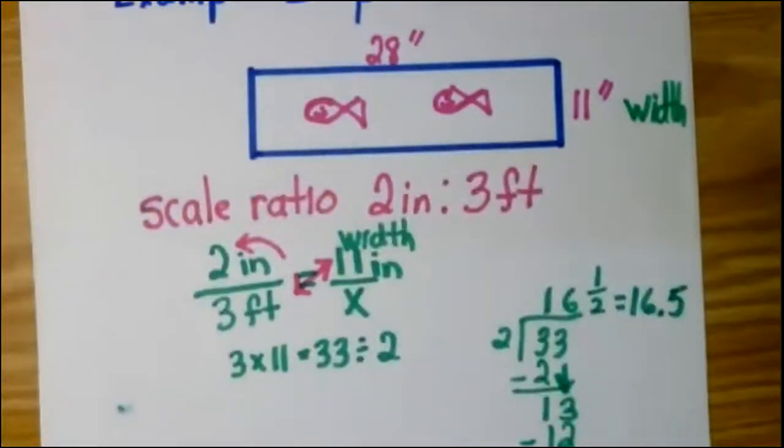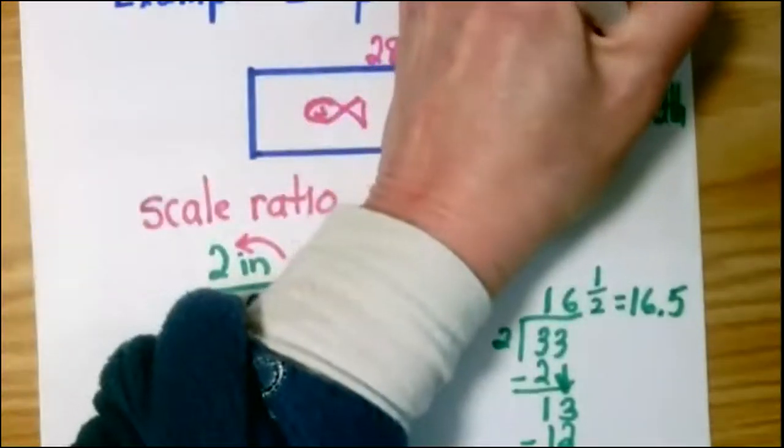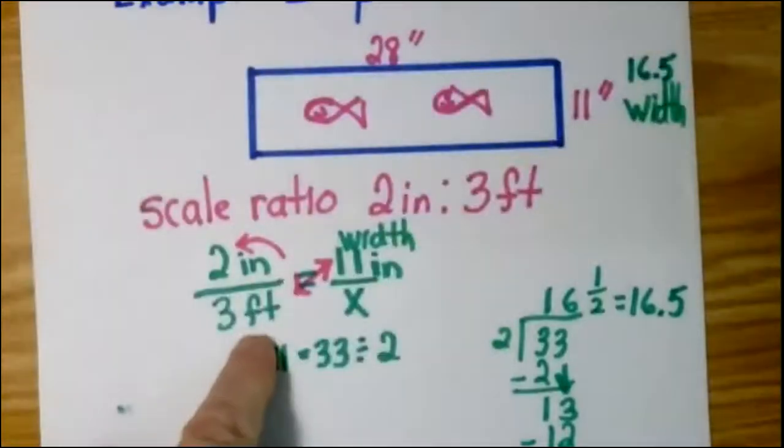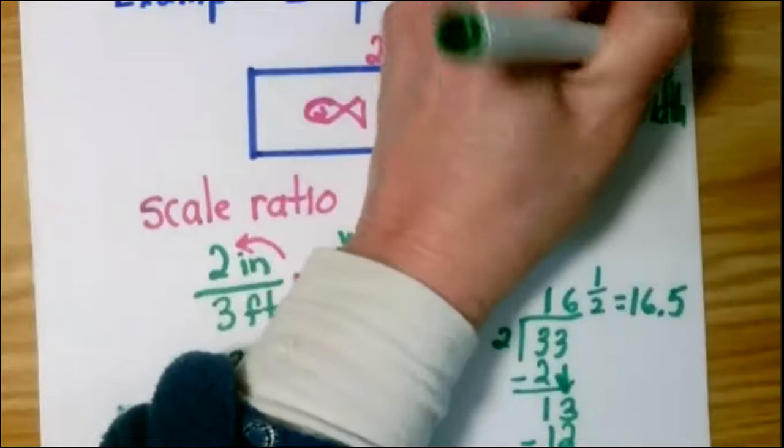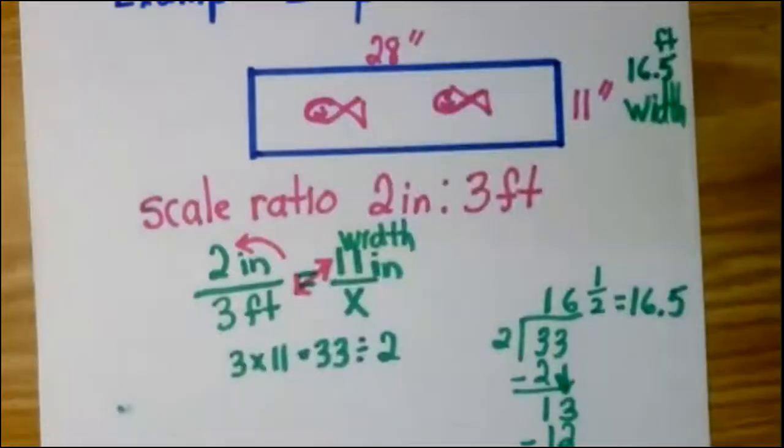So the actual width is 16.5. So let's put that up here. The actual width is 16.5, and it's in feet. So we're going to call that feet. I don't know where I can write that, feet.